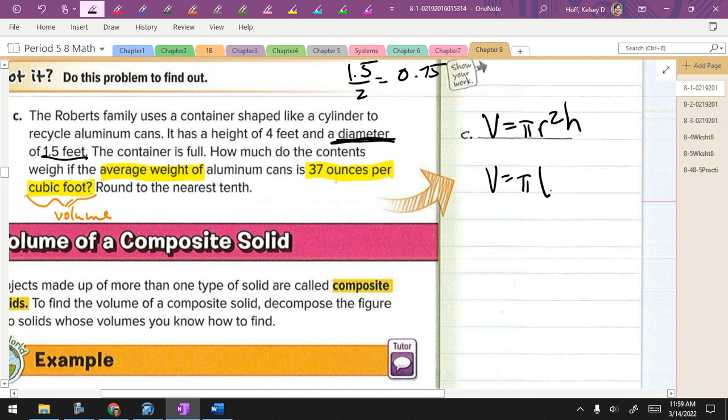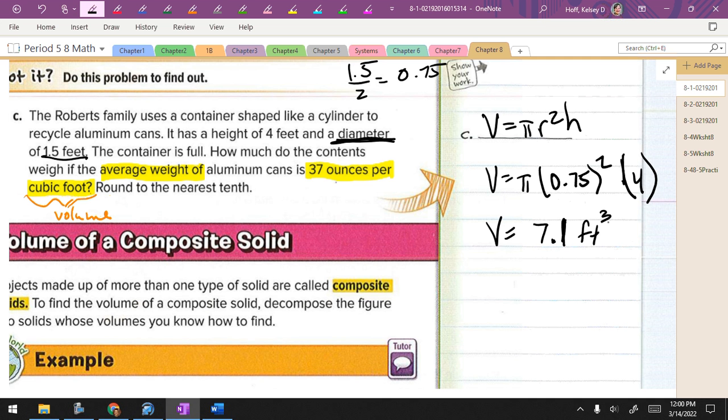So really your radius should have been 0.75 and you squared it and your height was 4. So when you rounded, your volume was 7.1. And what would my label be? Feet cubed. Okay, that's my volume.